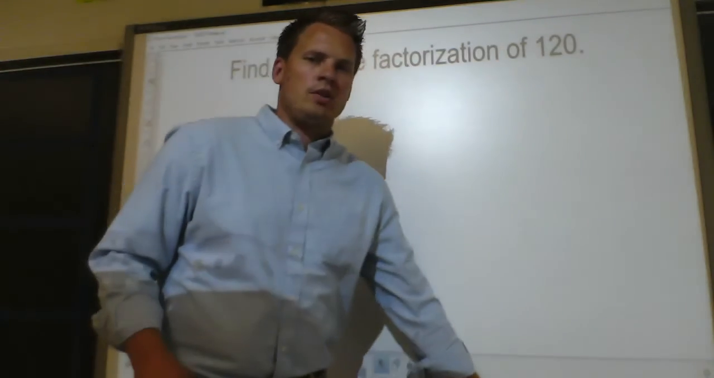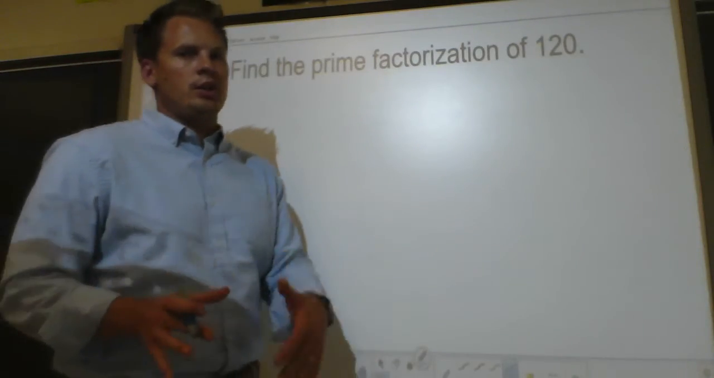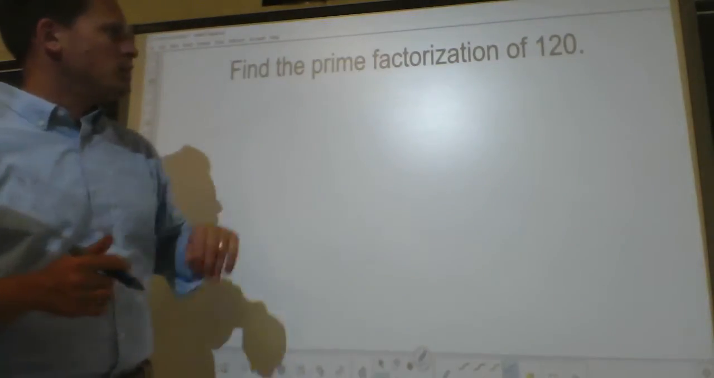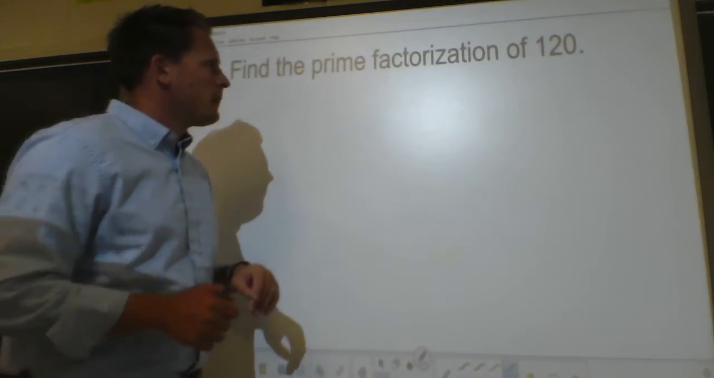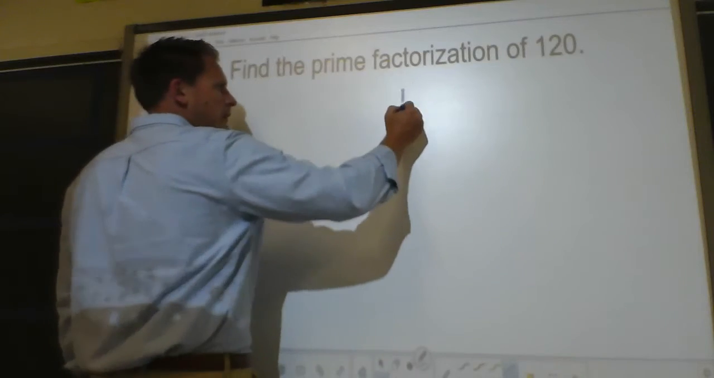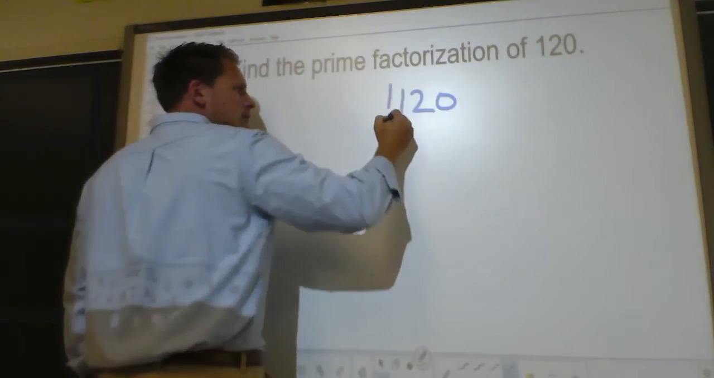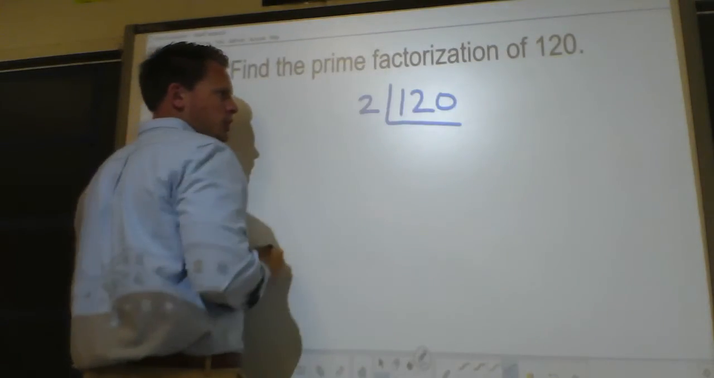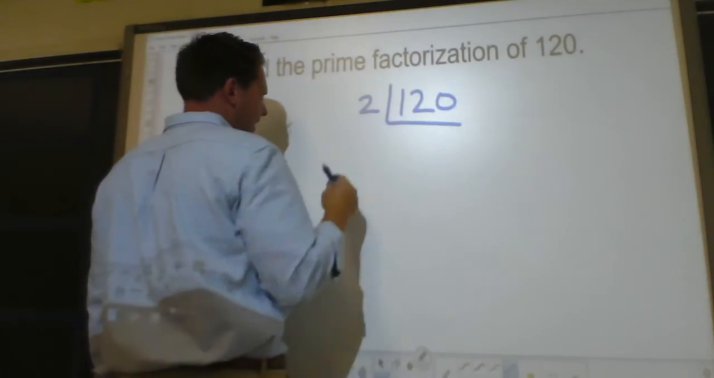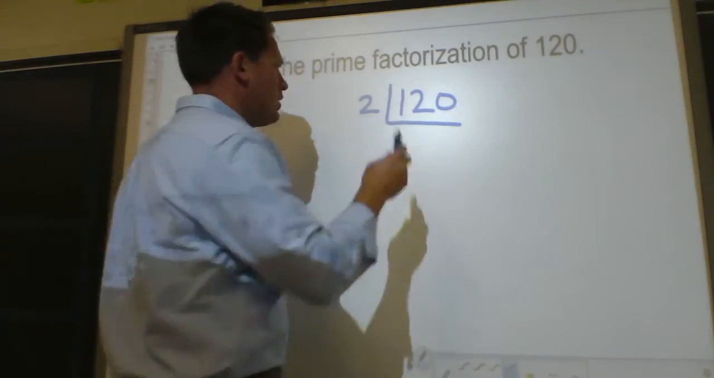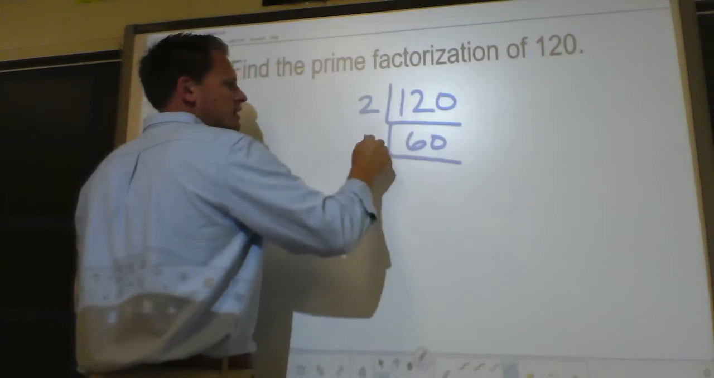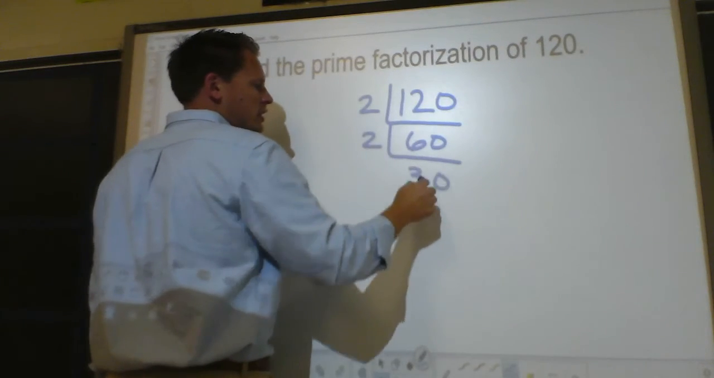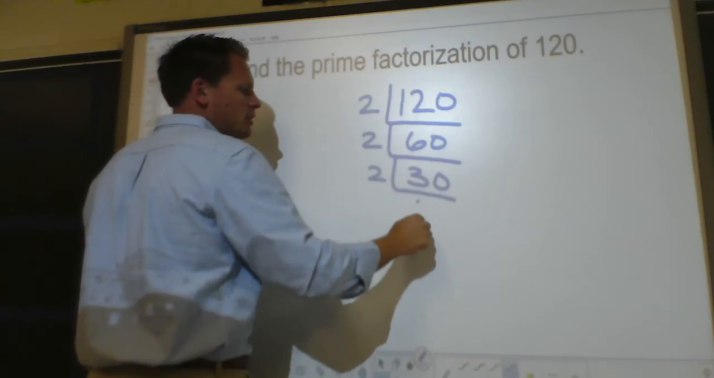Let's do the prime factorization of 120. Again, if you want to try this on your own, this is not a bad place to start. Try to do this one completely on your own. Pause me, come back when you're done. All right, so again, 120 is even. We'll pull out a 2. 120 divided by 2 is 60. 60 divided by 2 is 30. Still even. Divided by 2 is 15.